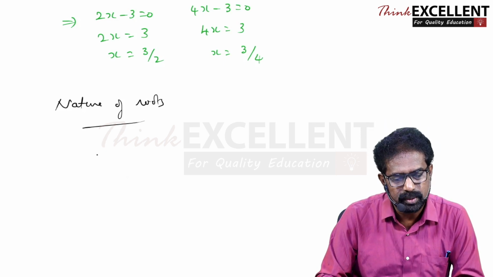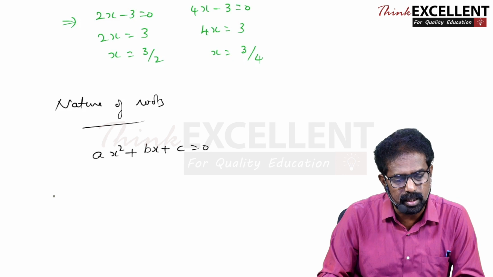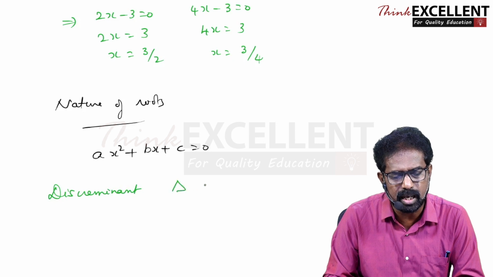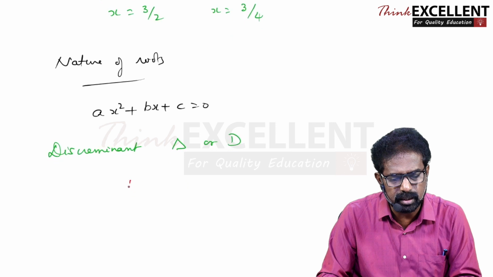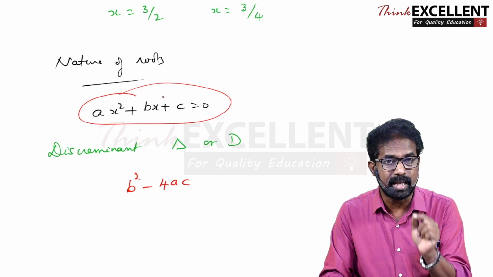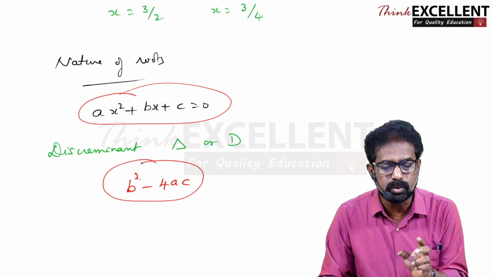Please listen here. The given equation is ax square plus bx plus c equal to 0. You find an expression called discriminant. Discriminant you can denote it as delta or D. You can use any symbol. And the value of the discriminant is b square minus 4ac. So what you have to do? In the question you identify the values of a, b and c. So you substitute here in b square minus 4ac.